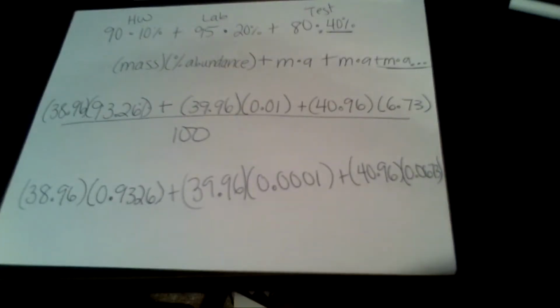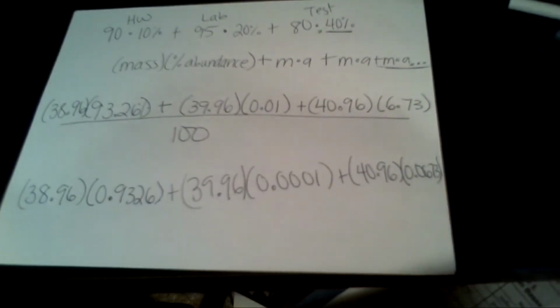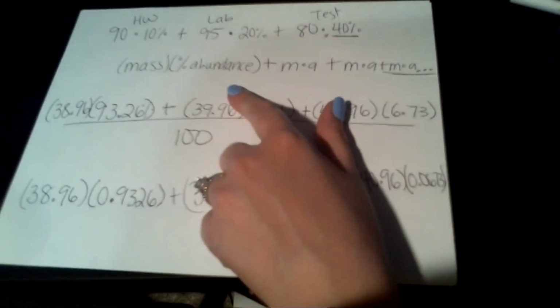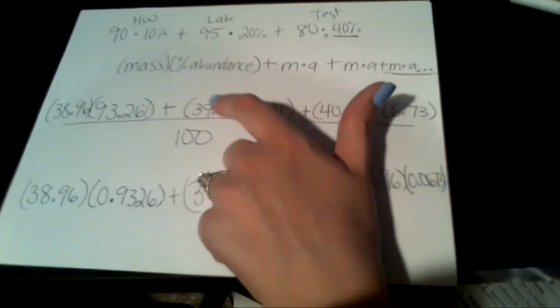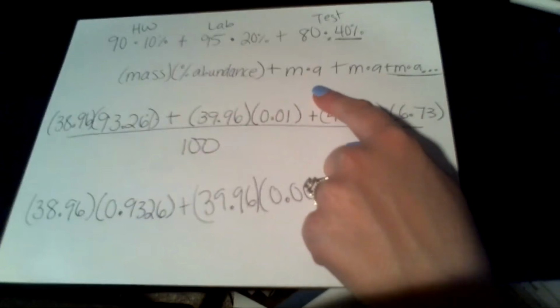Everyone good with that? Mass times abundance plus mass times abundance plus mass times abundance over and over and over until you use up all your isotopes. Okay. Sweet. Okay, that was 65. So we have to remember that. Yes. It comes up on like every other test. This is like the one thing that they make you remember.